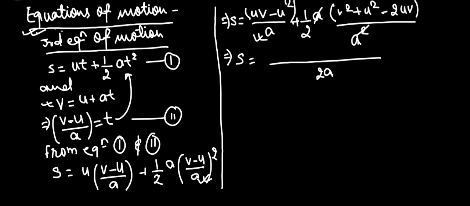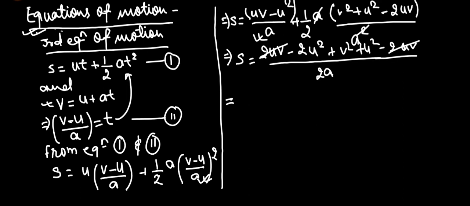So this can be written as 2uv minus 2u square, plus 2a and 2a get cancelled, so we are left with v square plus u square minus 2uv. Here this is how we get this. Now, solving it further, this is minus of 2uv and this is plus of 2uv.